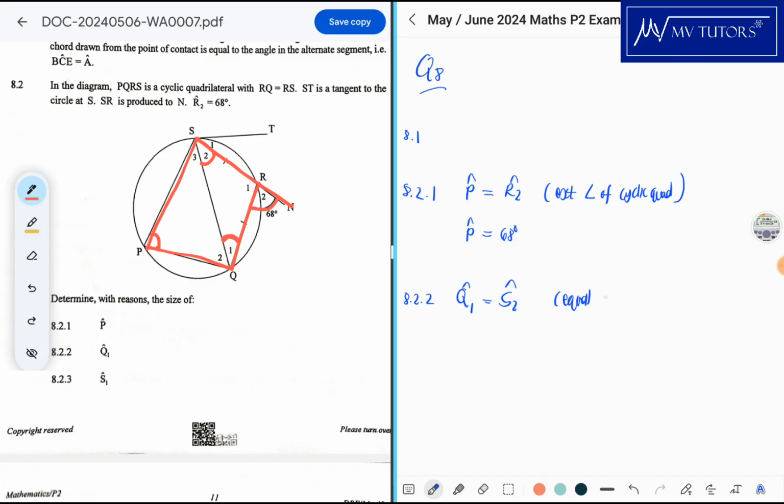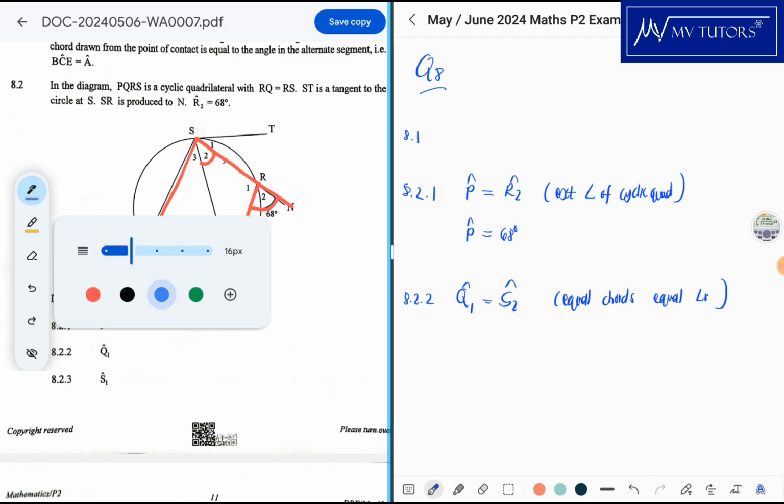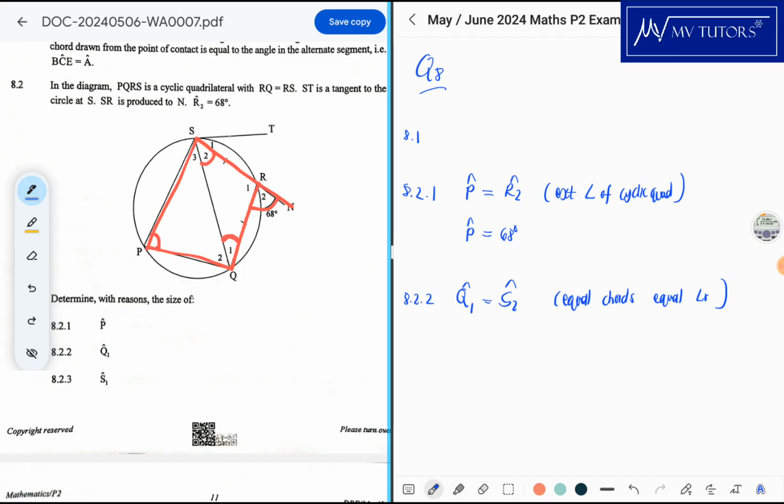Equal chords, because we know the lengths of those chords are equal. So equal chords, equal angles. And then S2, what do I know about S2? I don't think I know anything about it, but what I do know is I have a tangent line over here, and I have a triangle. Okay, and I know that S1 is actually equal to Q1.